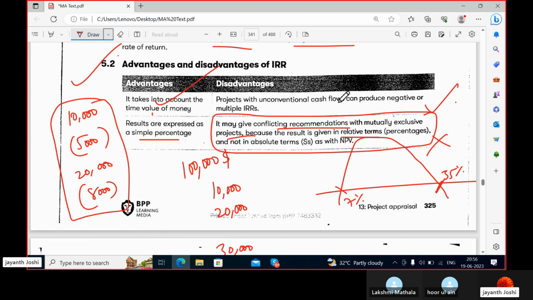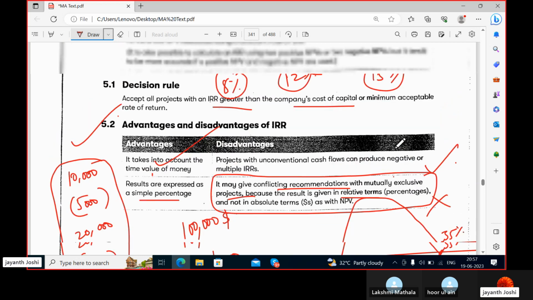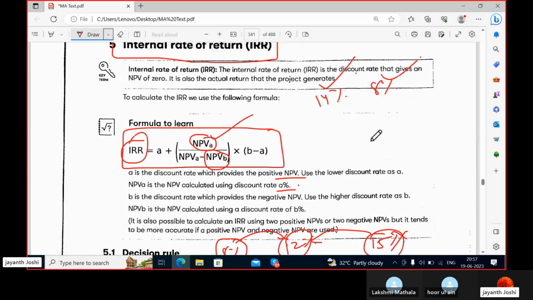Percentages can mislead you. For example, let me prove this. You have invested $10,000 and the IRR, the rate at which you will break even, is 10%. You have invested $5 crore, and the rate at which you are able to break even is also 10%. Which is a good project?